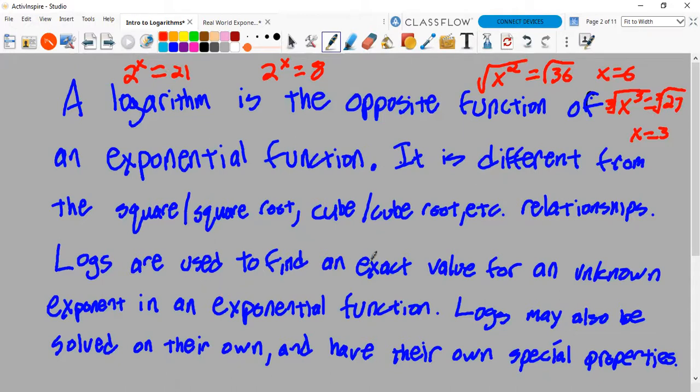So logs are used to find an exact value for an unknown exponent in an exponential function. Logs in logarithmic form and the exponential form have a relationship, which we'll explore in a second. Once we understand that relationship, logs may also be solved on their own when given a logarithm and trying to find a missing variable, not an exponential function. They also have their own special properties. We'll talk about one in this set of notes, and some more in the next video.